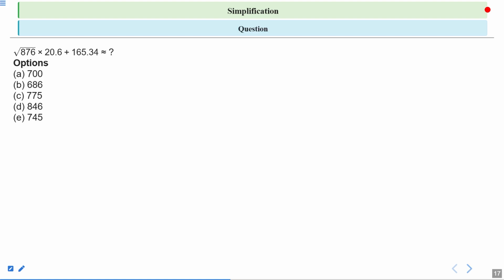Square root 876 multiplying by 20.6 plus 165.34 is approximately equal to question mark. So there are 5 options. A is 700, B is 686, C is 775, D is 846, and E is 747. Now you have 10 seconds to solve this question. Your time starts now.